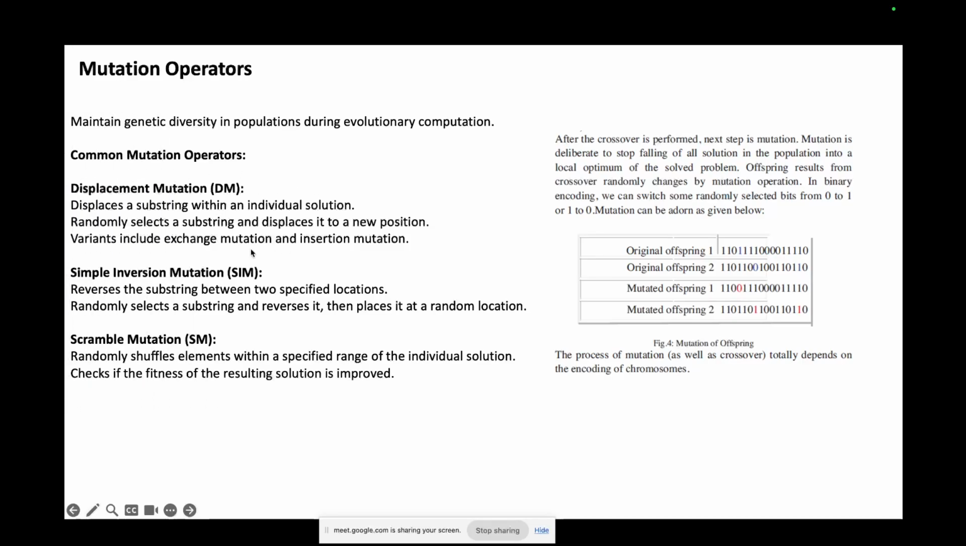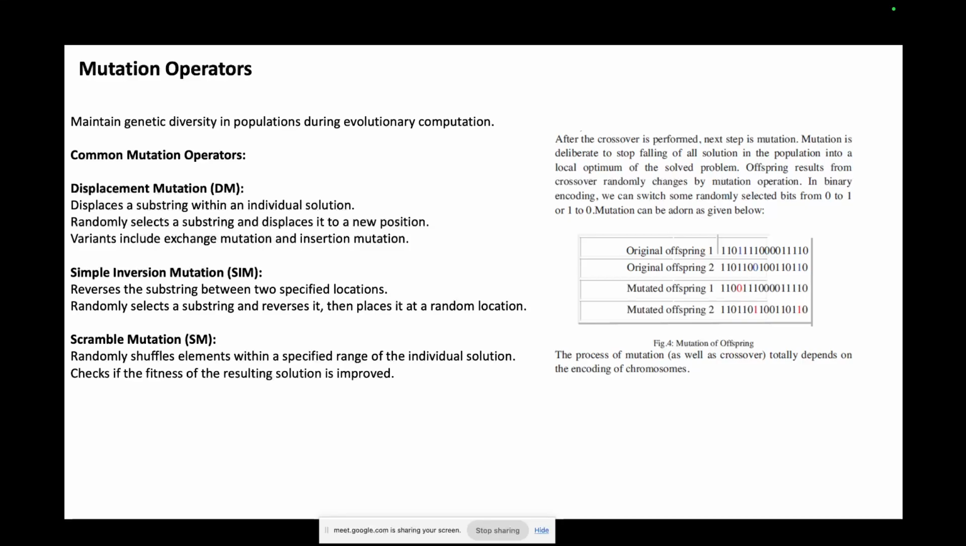Depending on, again, this is in relevance to the biological mutations that we see. So displacement mutation is basically displacing a substring within an individual solution. You can think about it as a frame shift variant. What happens in a frame shift variant? If there is a gene, and inside the gene you delete two base pairs.